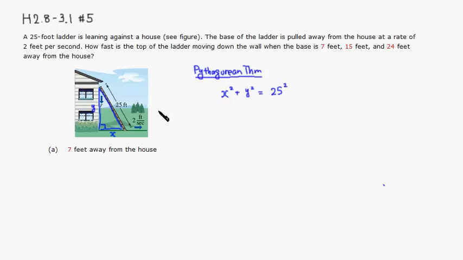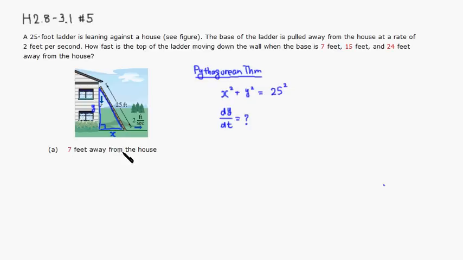Then what we're looking for is how fast the top of the ladder is moving. So we're looking at the rate of change of y with respect to time. So we are looking for dy over dt. That's what we're looking for. Then everything else should be given. Let's try to find that.